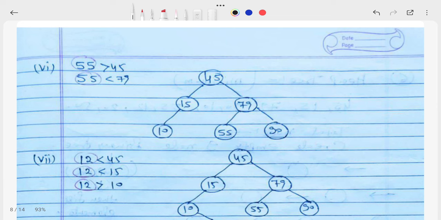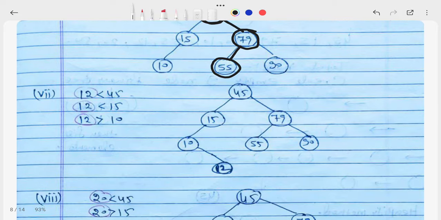After that, the next data is equal to 55. So now 55 will ask to the root. 55 is greater than 45, so I will go to the right side. Now 55 will ask to the 79. 55 is less than 79, so you will come here. So this is the structure, this is the diagram.